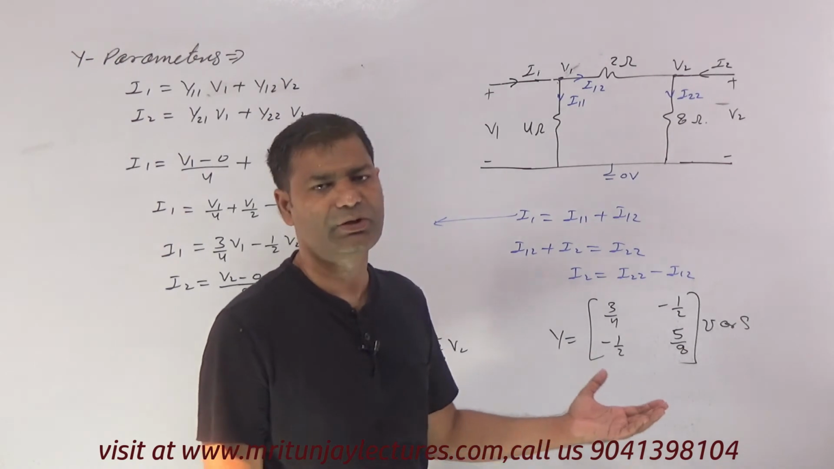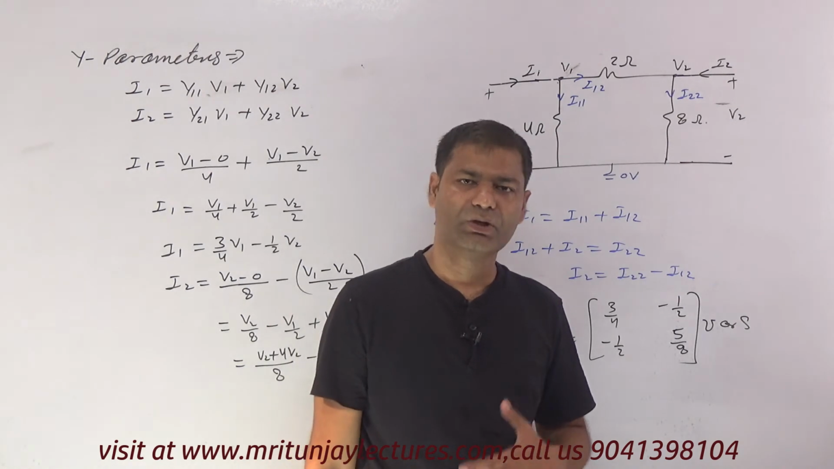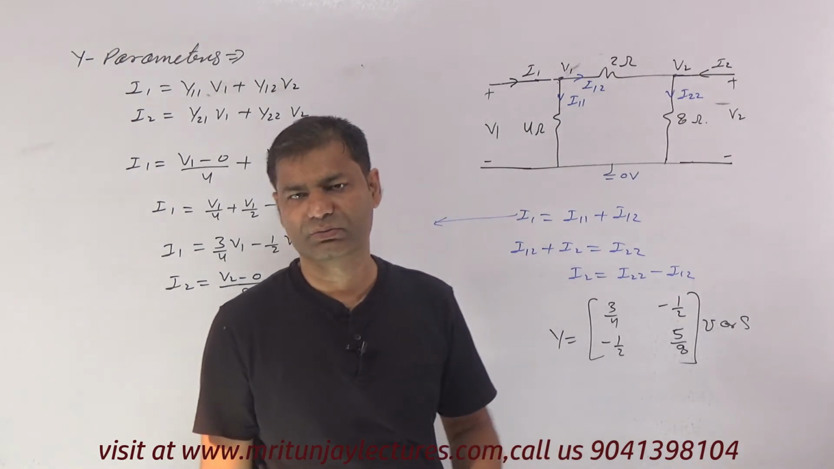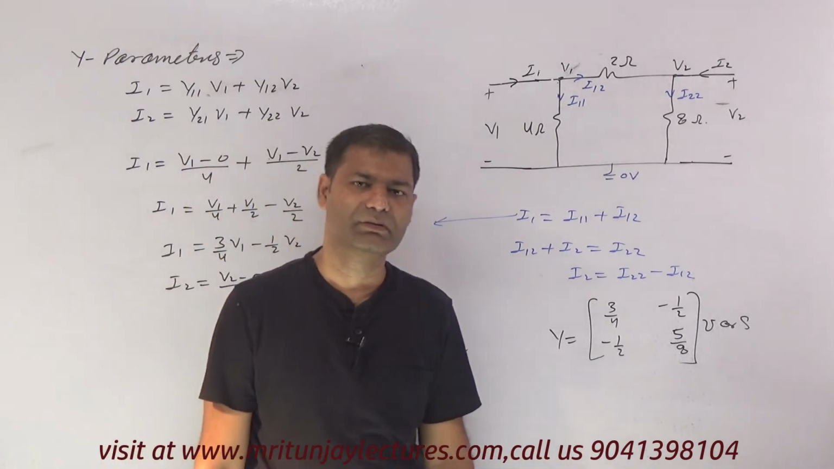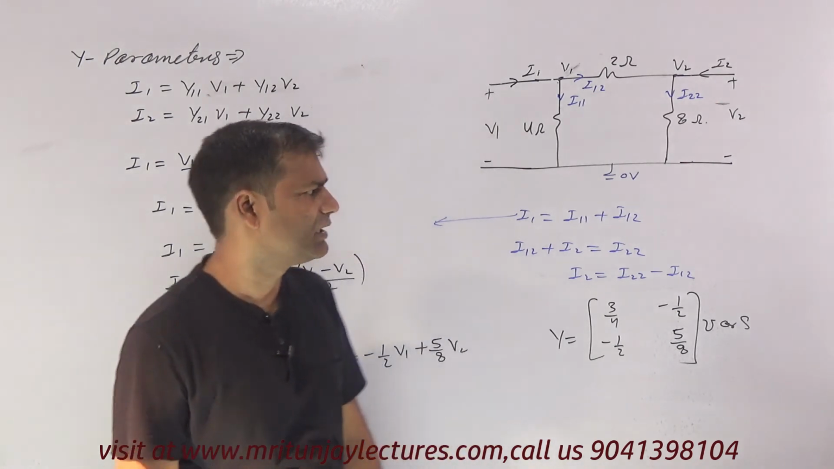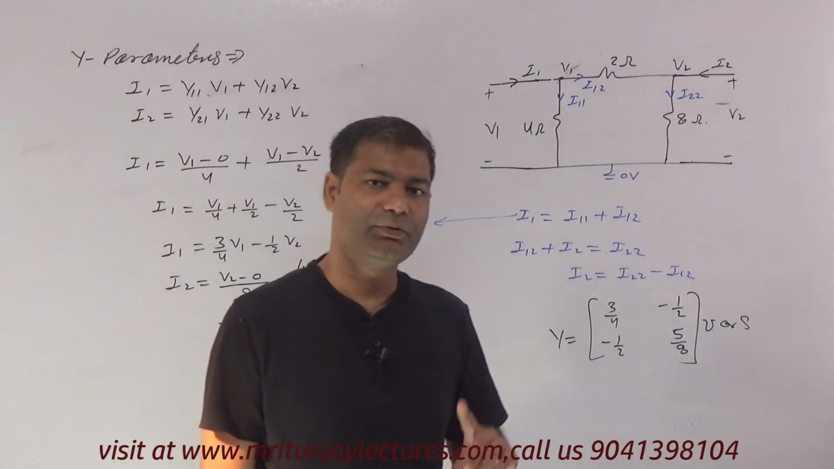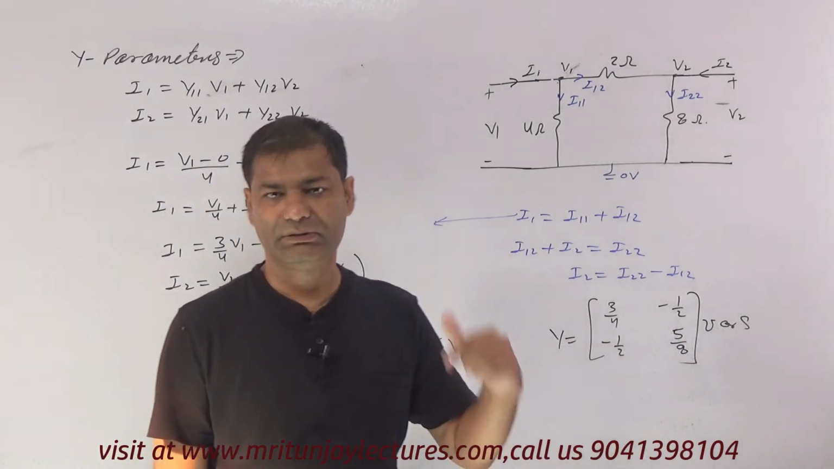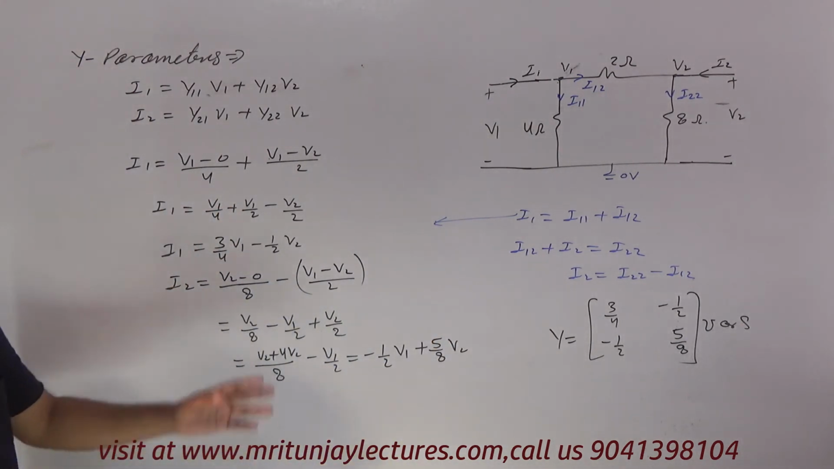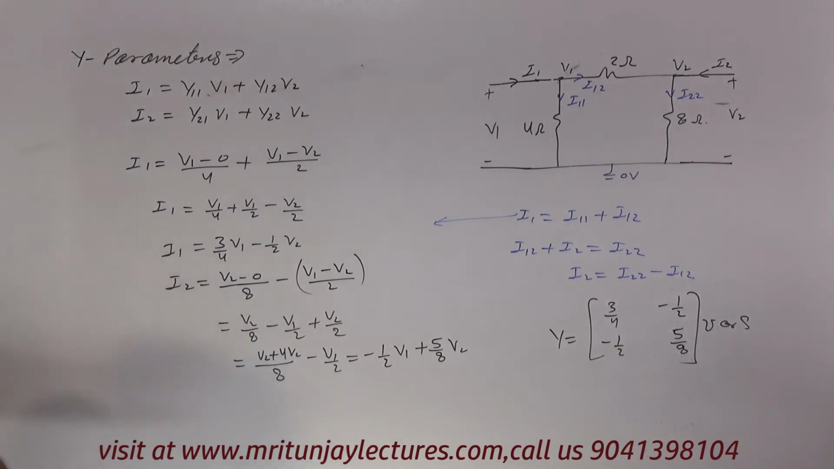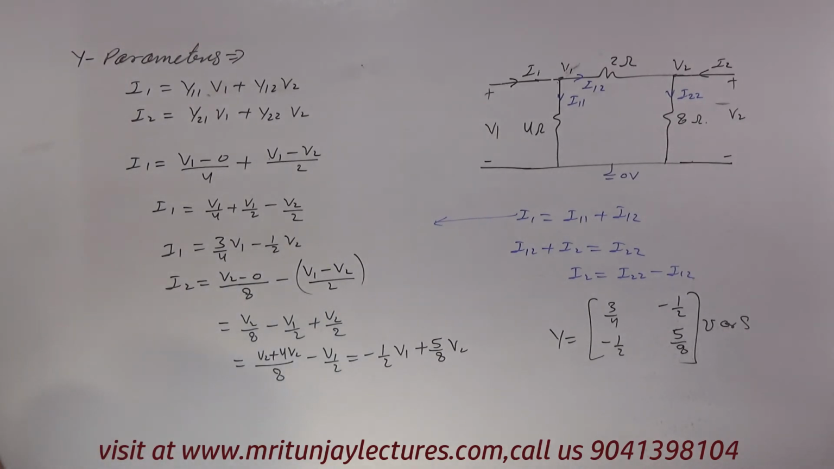The second method is very easy from an objective point of view, and in a subjective case also. But if asked for only Y11, Y12, Y21 or Y22 individually, then follow the first method. Otherwise, most of the time follow this method. If the question mentions following the two-port conventional method, then follow the first method in a subjective exam. Otherwise, in objective exams like GATE, IES, SSC-JE, AE, follow this method. Okay, first of all make it.